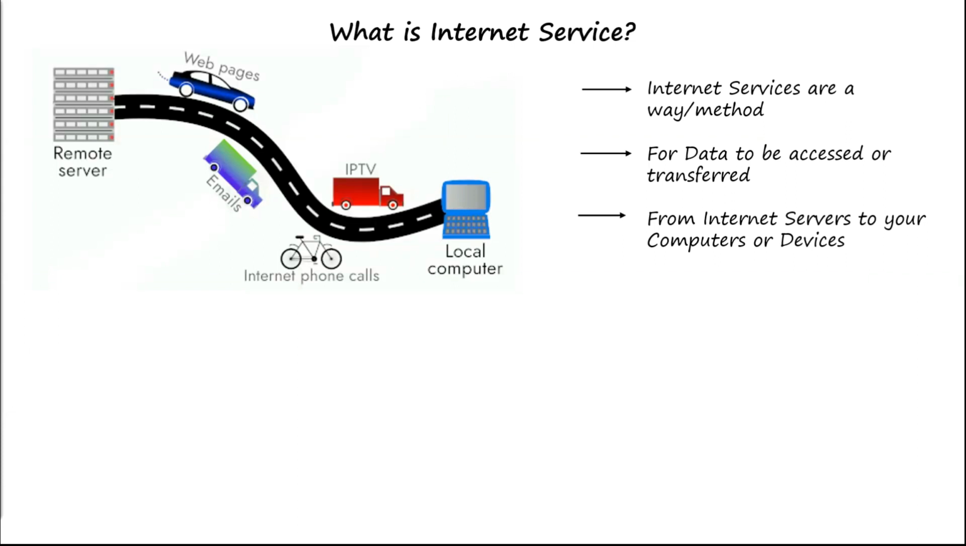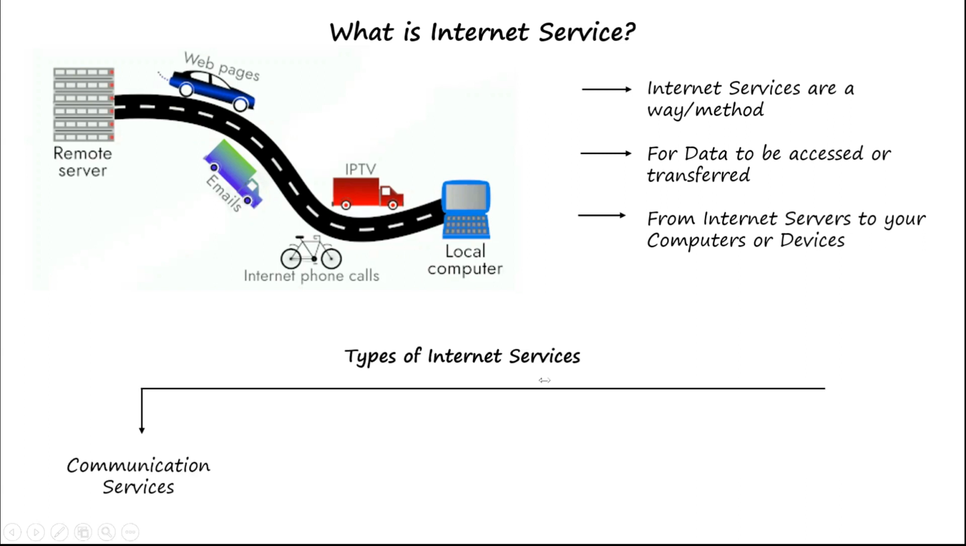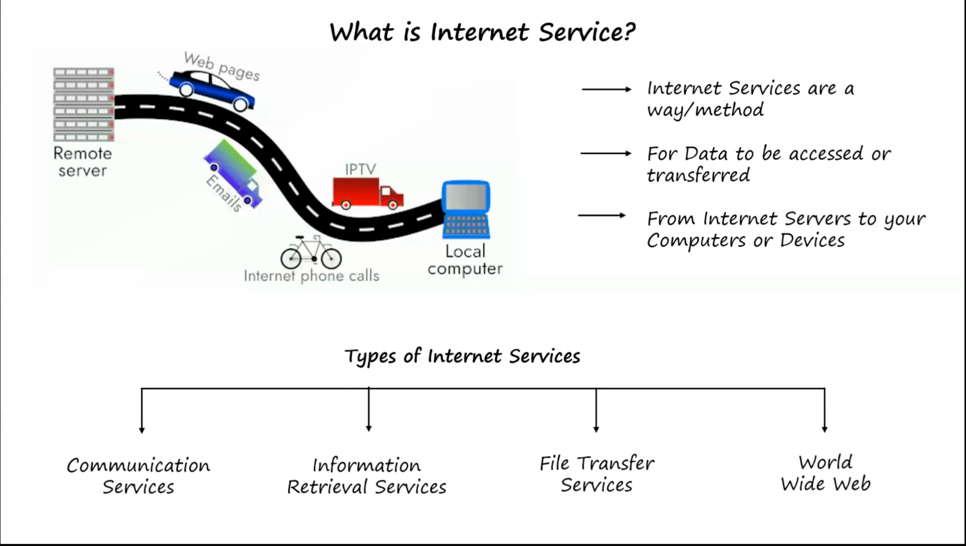I've made it very simpler for us to understand with beautiful illustrations. Let me show you the categories first. Number one, the communication services. Number two, information retrieval services. Number three, your file transfer services. Number four, World Wide Web.